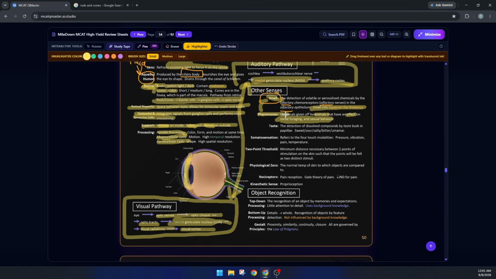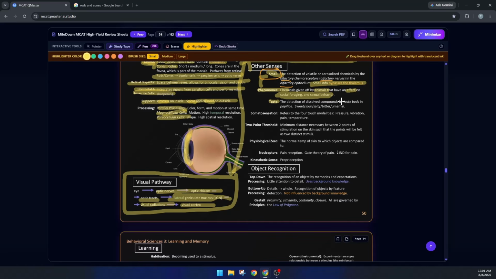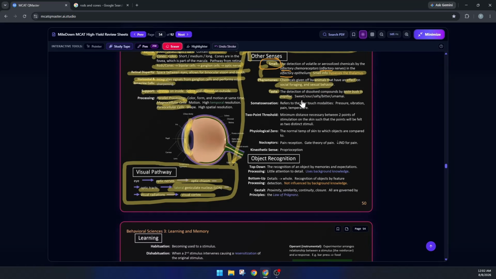And then taste is the detection of dissolved compounds by taste buds in papillae. Sweet, sour, salty, bitter, umami. You want to memorize this. Sweet, sour, salty, bitter, umami. I don't even know how to say that actually. But you want to memorize that.